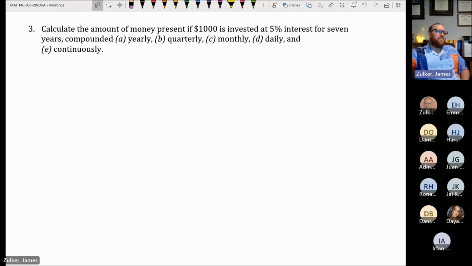Possibly my favorite application of exponential functions is the idea behind exponential growth, right? So compound interest. The idea is fairly straightforward.